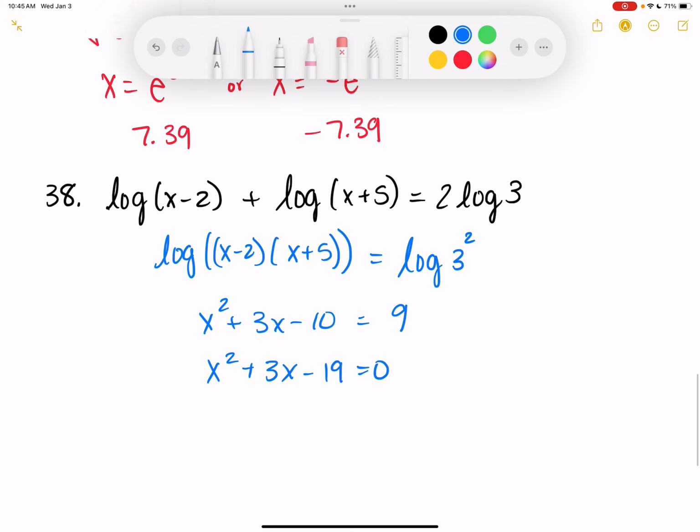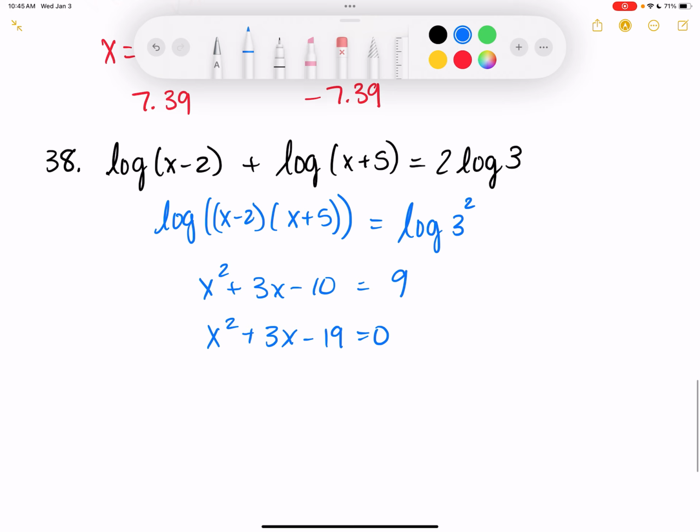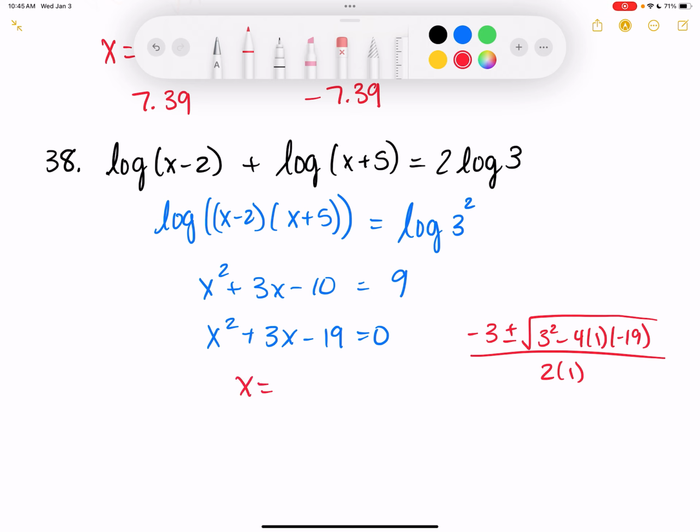Can I factor that? What might I need to do? Quadratic formula. Okay, our favorite. Negative 3 plus or minus the square root of 3 squared minus 4 times 1 times negative 19, all over 2 times 1. Now, I'm going to save you from having to type all that in. This is going to be equal to 3.11. Now, I only have one answer, okay?